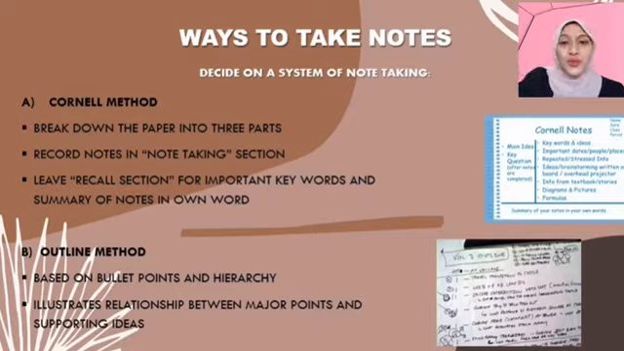The second way is using the outline method. The outline method is a note-taking system that is based on bullet points and hierarchy. From this, it can make a relationship between major points and supporting ideas. Basically, to take outline style notes, you simply create top-level bullet points of all the main points in the lecture. Then you make lower bullet points to fill out the details.